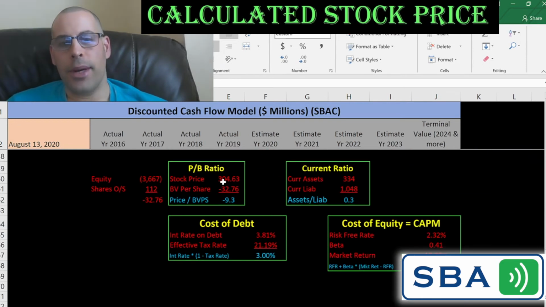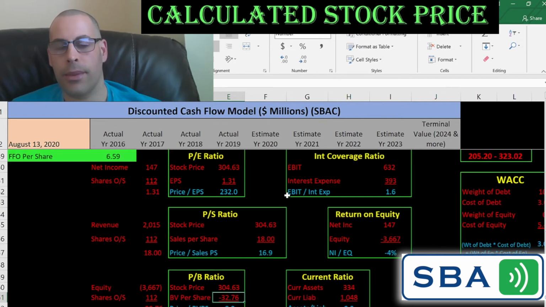They have a negative price to book ratio because that's price of stock over book value per share. And the way you calculate book value per share is you take the equity of the company divided by the shares outstanding. Remember, the equity is total assets minus total liabilities, and they have more liabilities than assets, so they have negative equity. Therefore, negative price to book value.